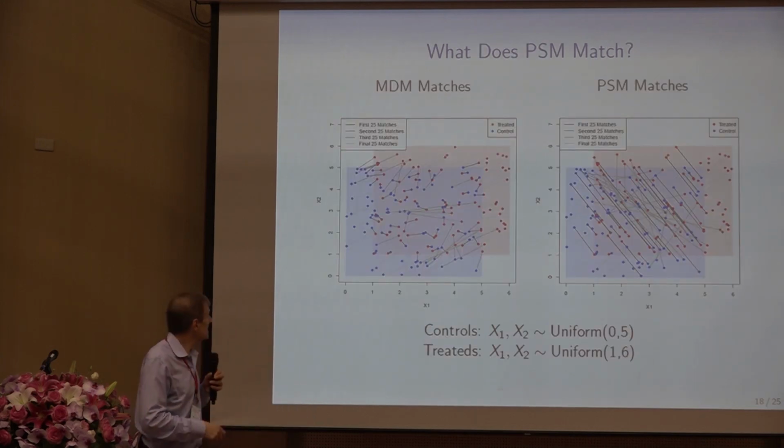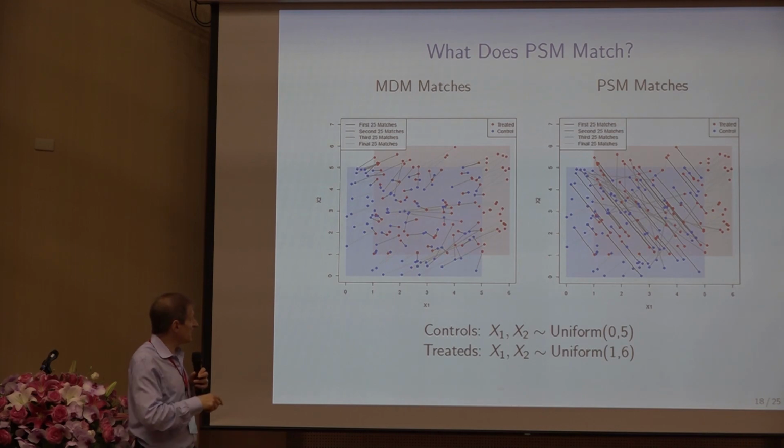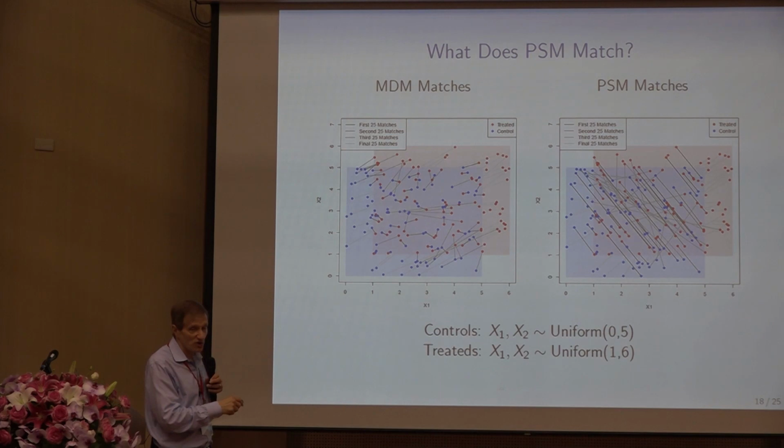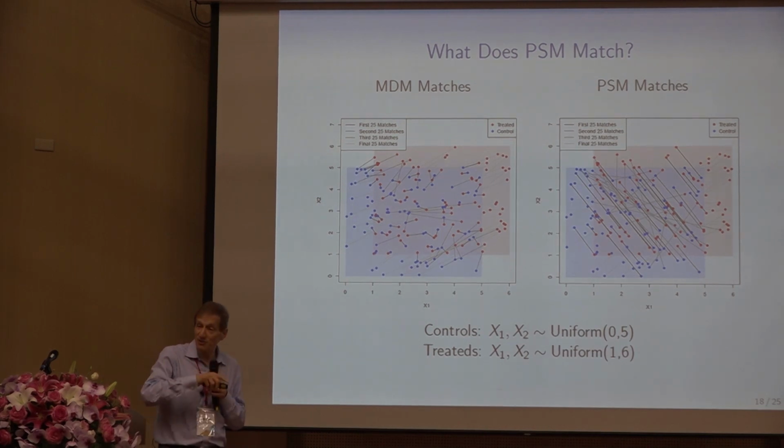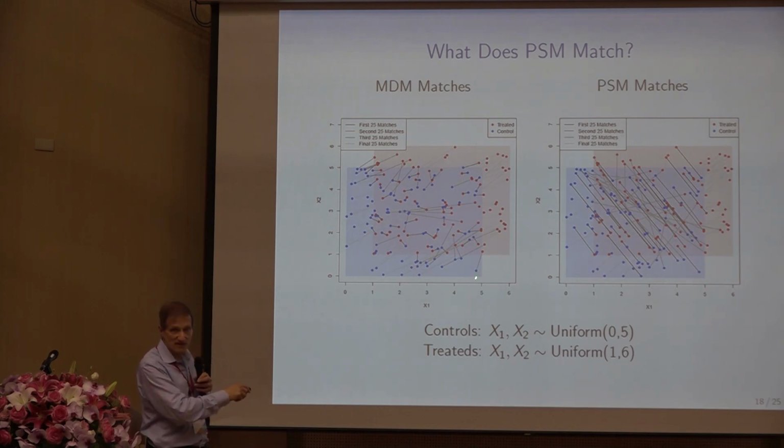Okay, let me give you another example. Just on the left side here, I create this blue square, and I randomly put control dots in that square, the blue dots. So blue dots are randomly spaced all in the square. In the pink square, slightly moved to the top right, I put treated units. So the red dots are randomly scattered in this square. In the overlapping area I have both blue dots and red dots, up here I only have red dots, and over here I only have blue dots. Okay? So if we're going to do matching, we want matching to find the overlapping area.